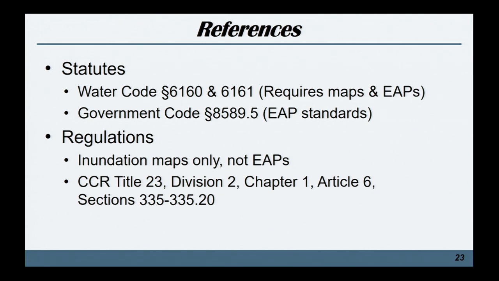So those are the main questions that we've been getting. Here are some references. These are the sections of water code that talk about inundation maps. I threw in here the section of government code that has the EAP standards, but Cal OES will be talking about that after. And then the regulations, which are only for the inundation maps, the regulations I've been referencing, are in Title 23, Division 2, Chapter 1, Article 6. And again, those are linked on our website.